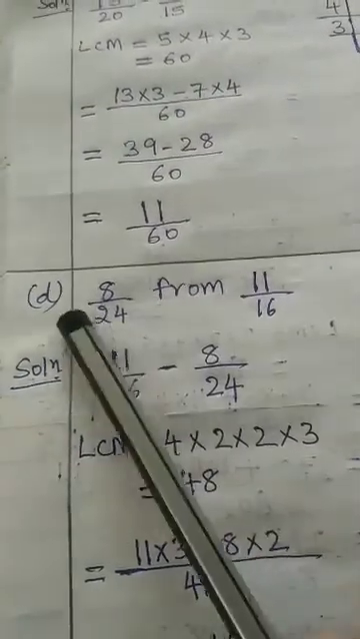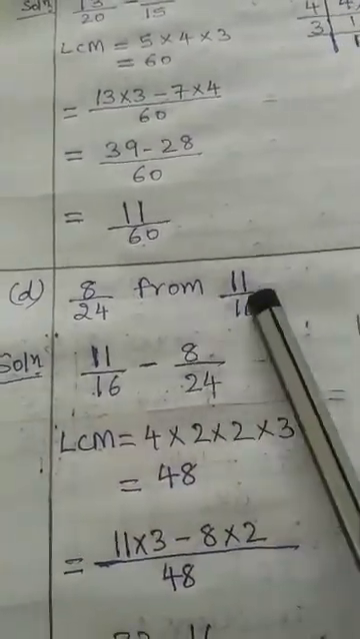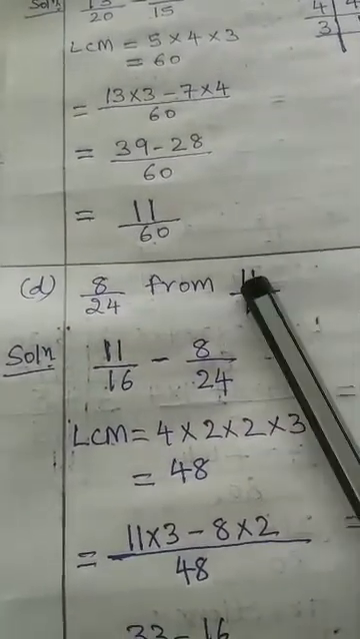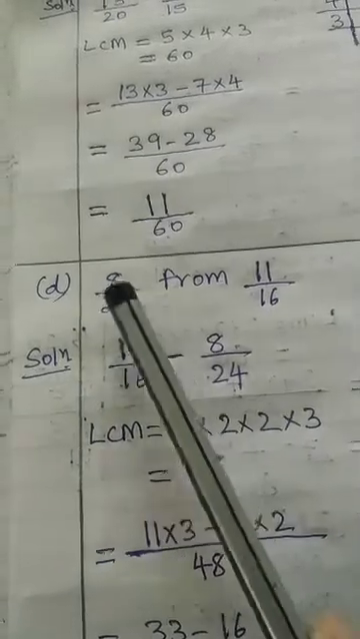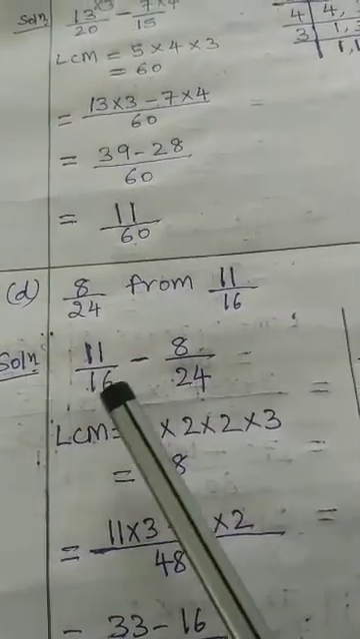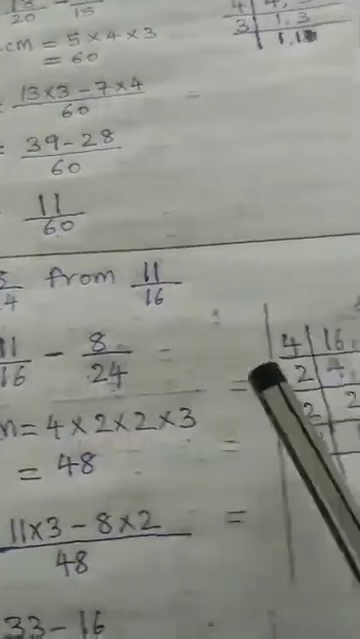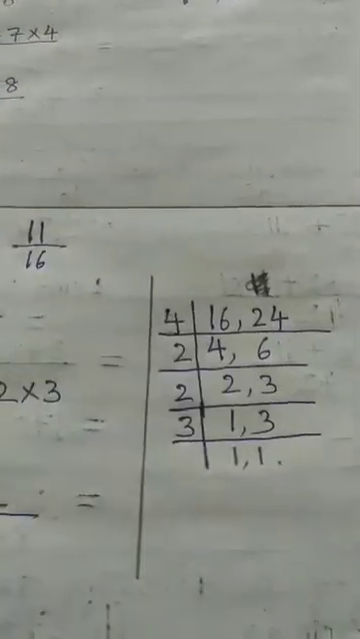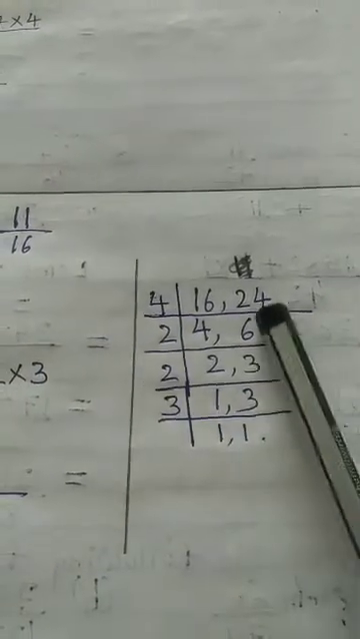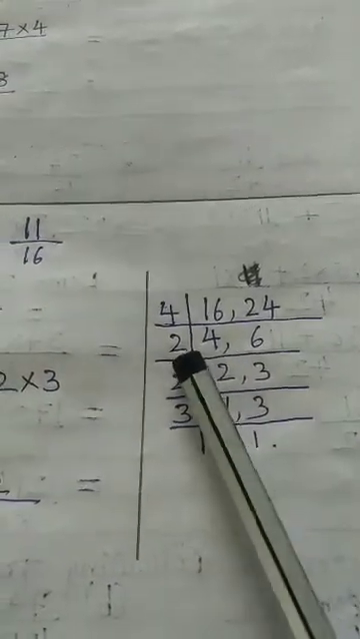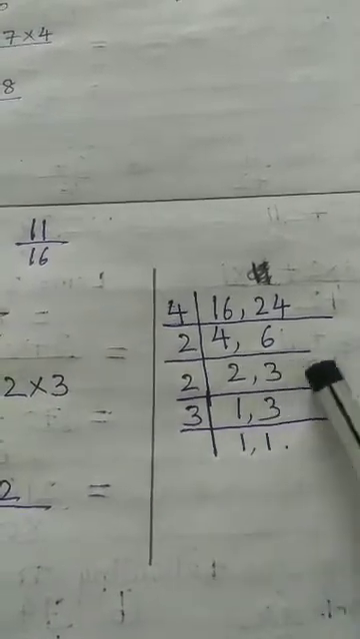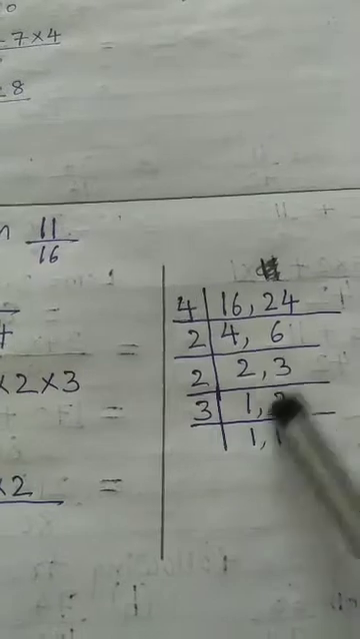Same way, D question, 8 by 24 from 11 by 16. So 11 by 16 is the big fraction, write it first, minus 8 by 24. 16 and 24, the denominators are different. Find the LCM of 16 and 24. 16 and 24 will come in 4 tables. 4 4s are 16, 4 6s are 24. 4 and 6 will come in 2 tables. 2 2s are 4, 2 3s are 6. 2 and 3 are independent, so 2 ones are 2, 3 as it is.